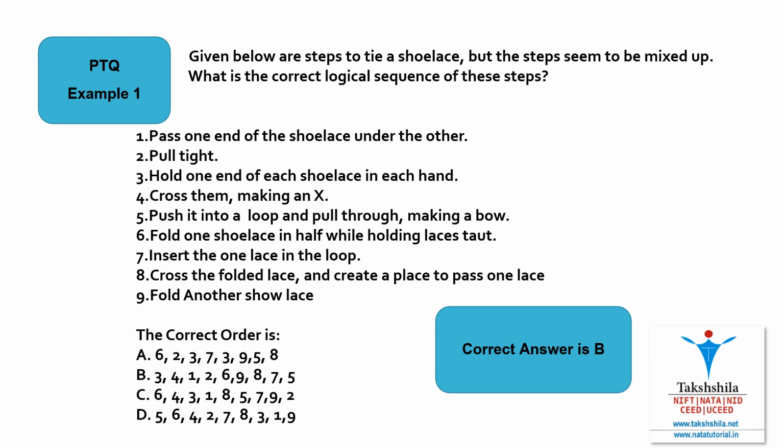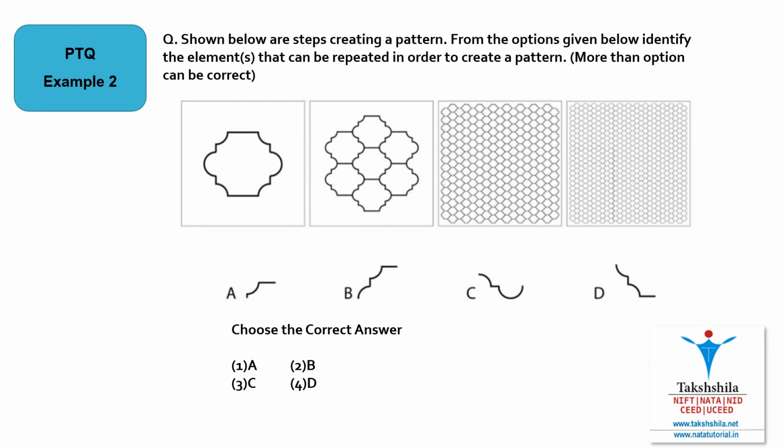Now let's see another example. So this is the second example. Let's see this. Shown below are steps creating a pattern. From the options given below, identify the elements that can be repeated in order to create a pattern. It's also given that more than one option can be correct. So in this question, a pattern is given and 4 elements are given: A, B, C, D. Out of that we have to select which are the correct elements that create a pattern.